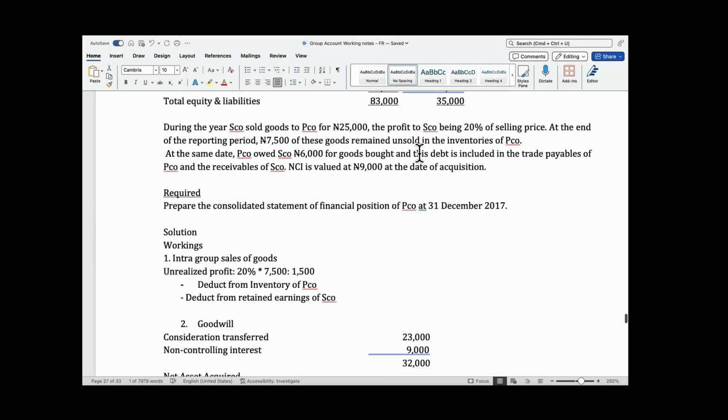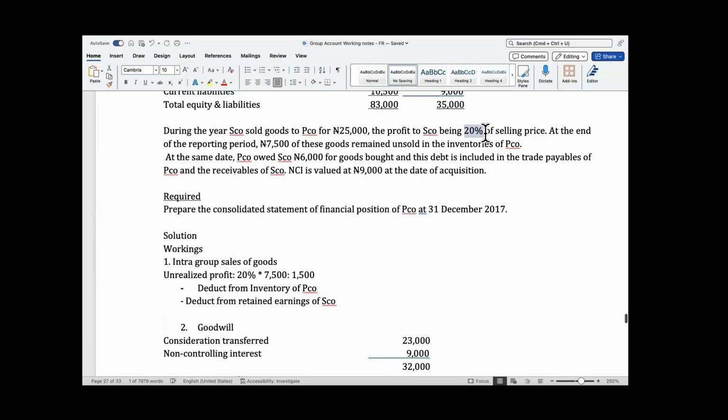This one is more like what you find in the exam, where the profit will be expressed in percentage, and they only give you the selling price. They won't bother giving you the cost. So if you go and do 20% of this 25,000, you are wrong, because only 7,500 remain unsold. It's the goods that we have not sold out of the group that we need to eliminate profit on. Any profit on that should be eliminated, because we cannot make profit from ourselves.